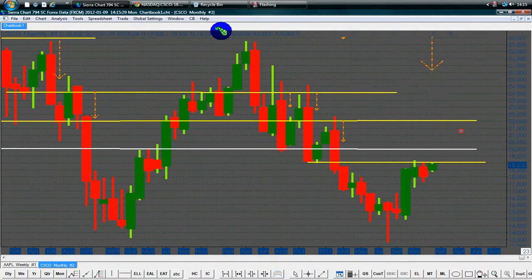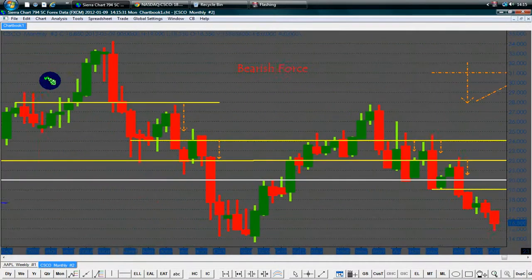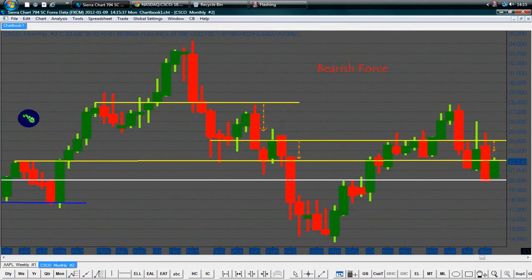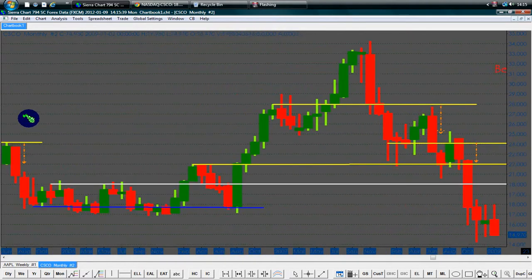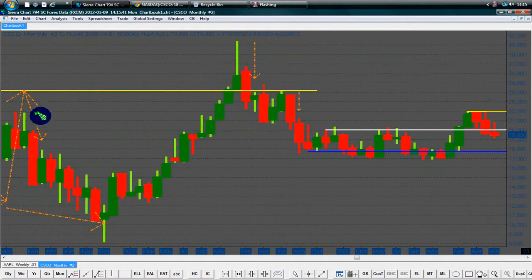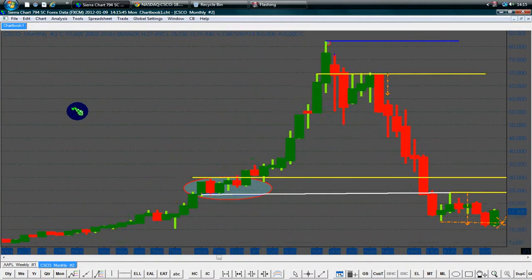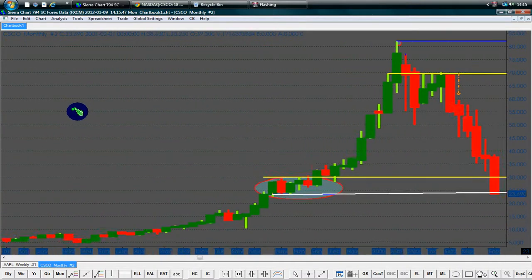We are looking at the monthly chart of Cisco, epic CSCO, Charlie Sierra Charlie Oscar, on the monthly chart. And we are going to talk about the bearish force. What is a bearish force?